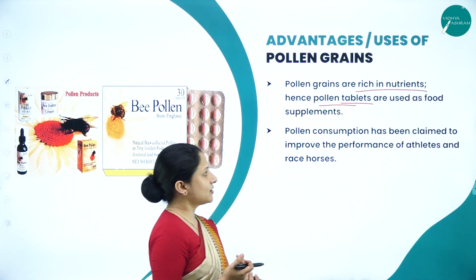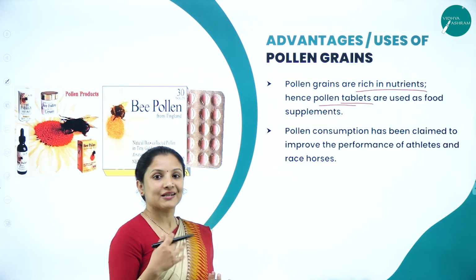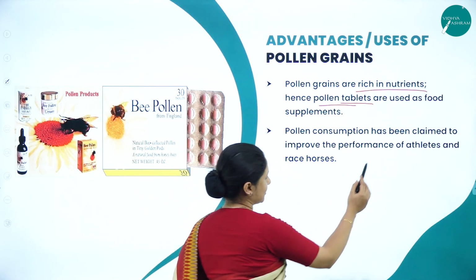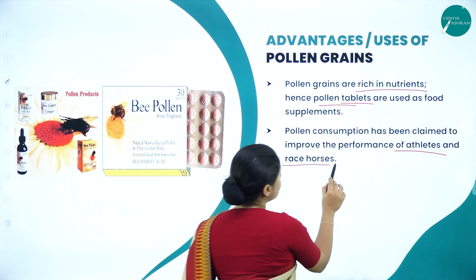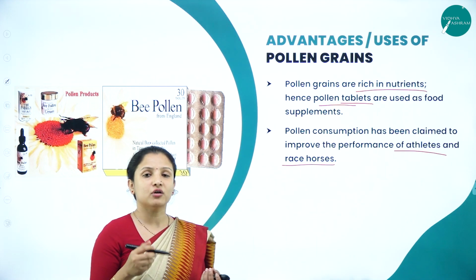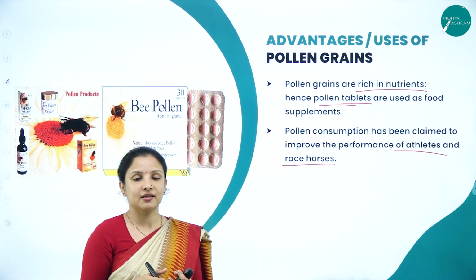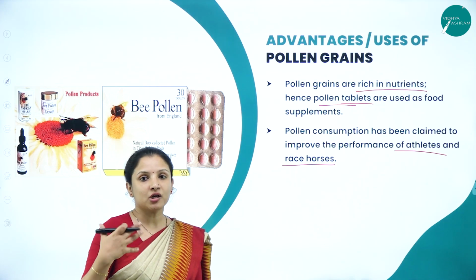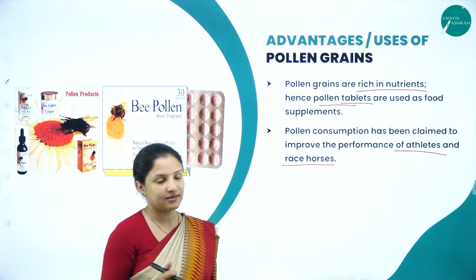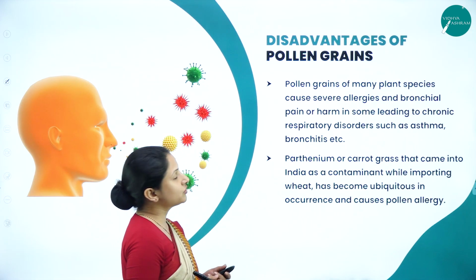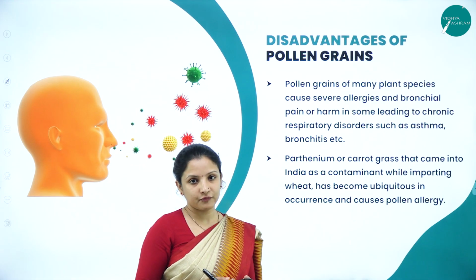And it has also been claimed that pollen consumption is used by athletes, and pollen tablets are also given to race horses because they have so much nourishment that they give the horses extra energy to participate in the race. So these are the uses or advantages of pollen grains.